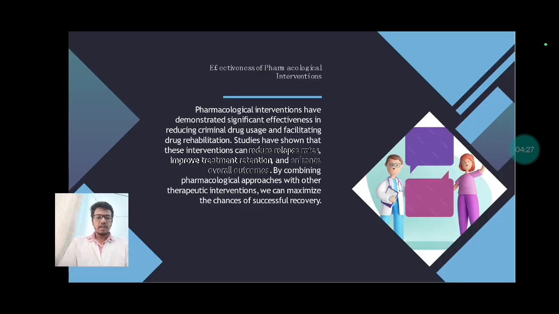Effectiveness of pharmacological interventions. Pharmacological interventions have demonstrated significant effectiveness in reducing criminal drug usage and facilitating drug rehabilitation. Studies have shown that these interventions can reduce relapse rates, improve treatment retention, and enhance overall outcomes. By combining pharmacological approaches with other therapeutic interventions, we can maximize the chances of successful recovery.